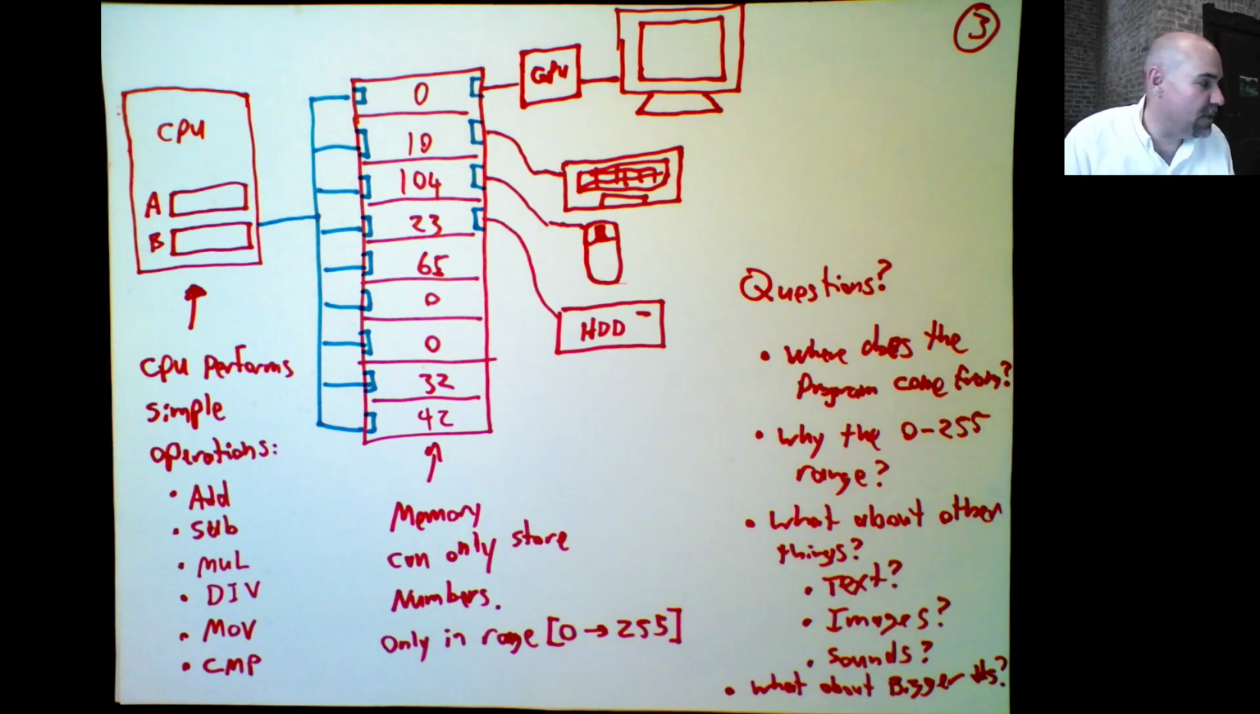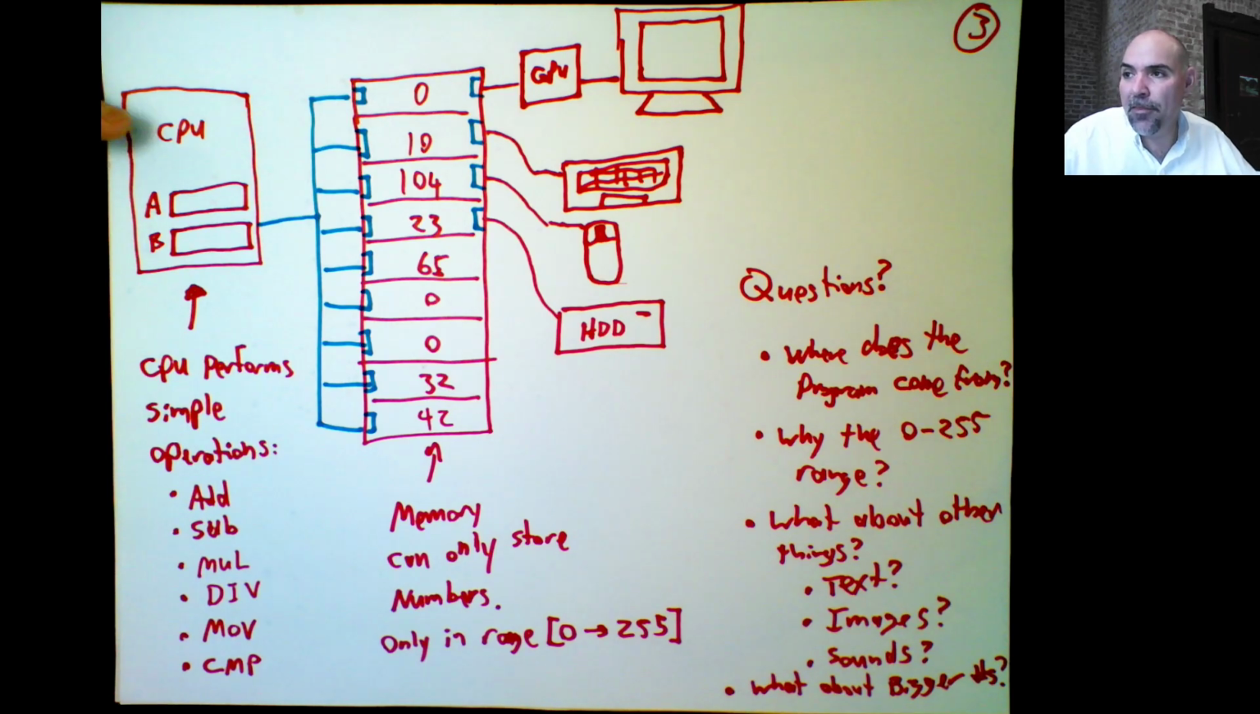Now, a couple questions we had last time. Where does the program come from? And I'm going to tell you that the diagram we have here is how every computer system works, and we don't really need to add anything to that. So where does the program come from? In other words, how does the program get its instructions into the CPU? And the answer is actually right in front of us.